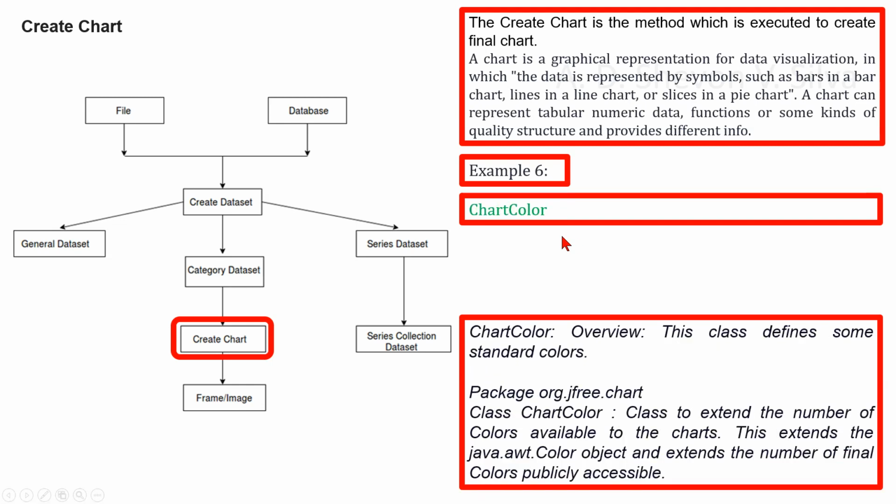Overview of ChartColor. This class defines some standard colors. Class ChartColor in package org.jfree.chart is a class to extend the number of colors available to the chart. This extends the java.awt.Color object and extends the number of final colors publicly accessible.